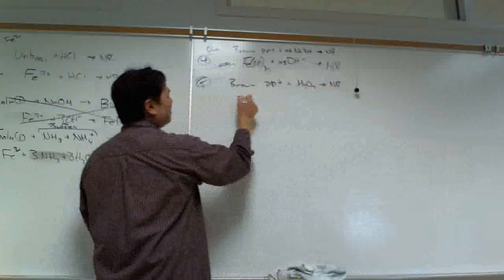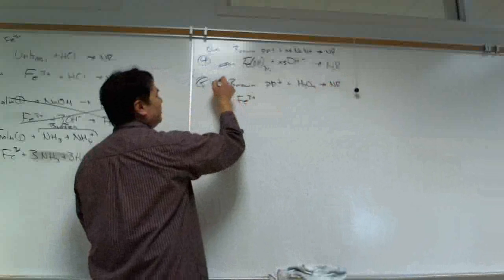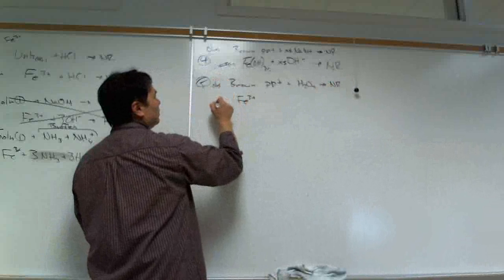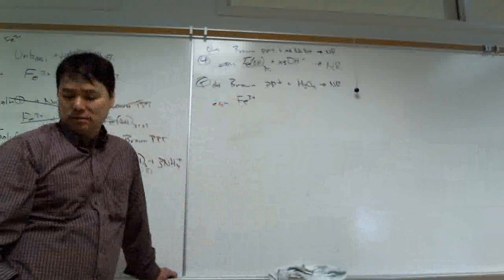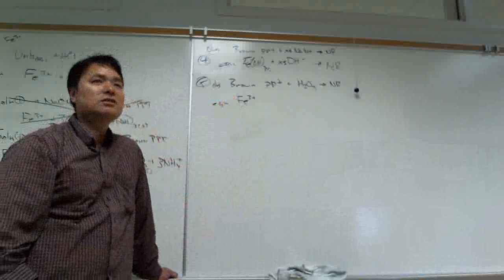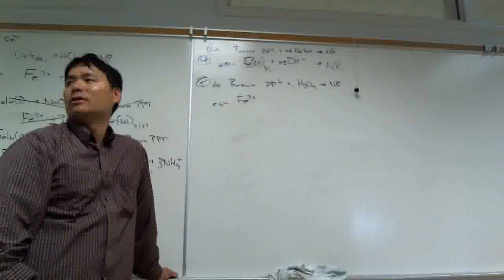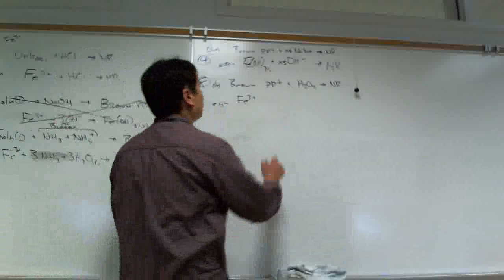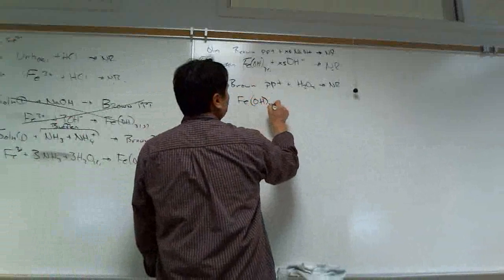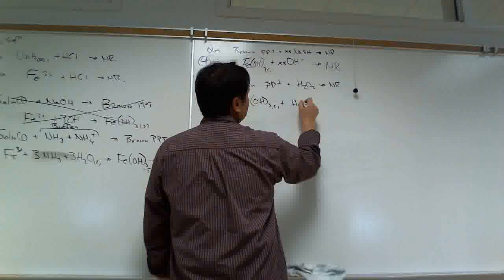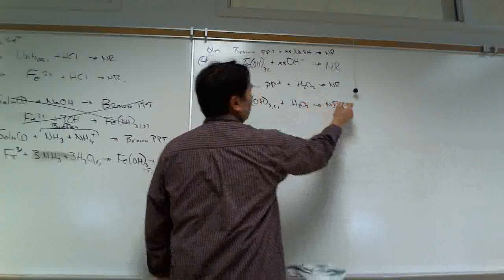In fact, iron 3, have you heard of iron 4? No. Hydrogen peroxide, what is that? It's an oxidizing agent, so would it oxidize iron 3 to iron 4? No. And so we have iron 3 hydroxide, solid, plus hydrogen peroxide yields NR, like we'd expect.